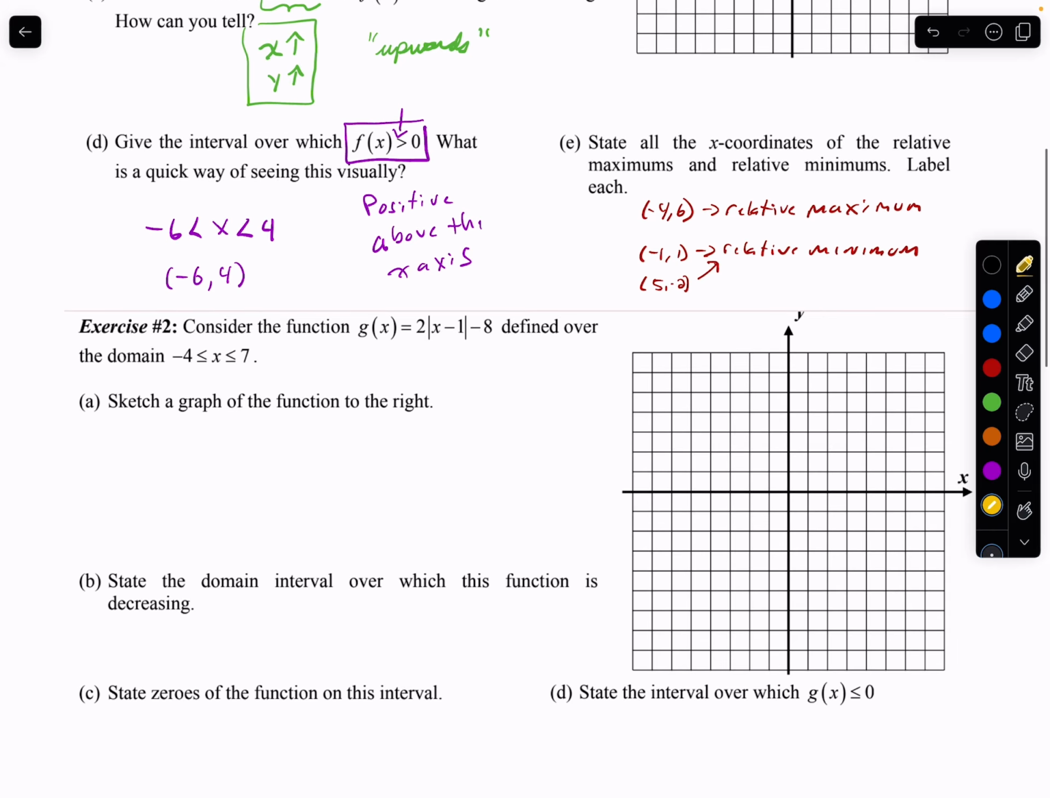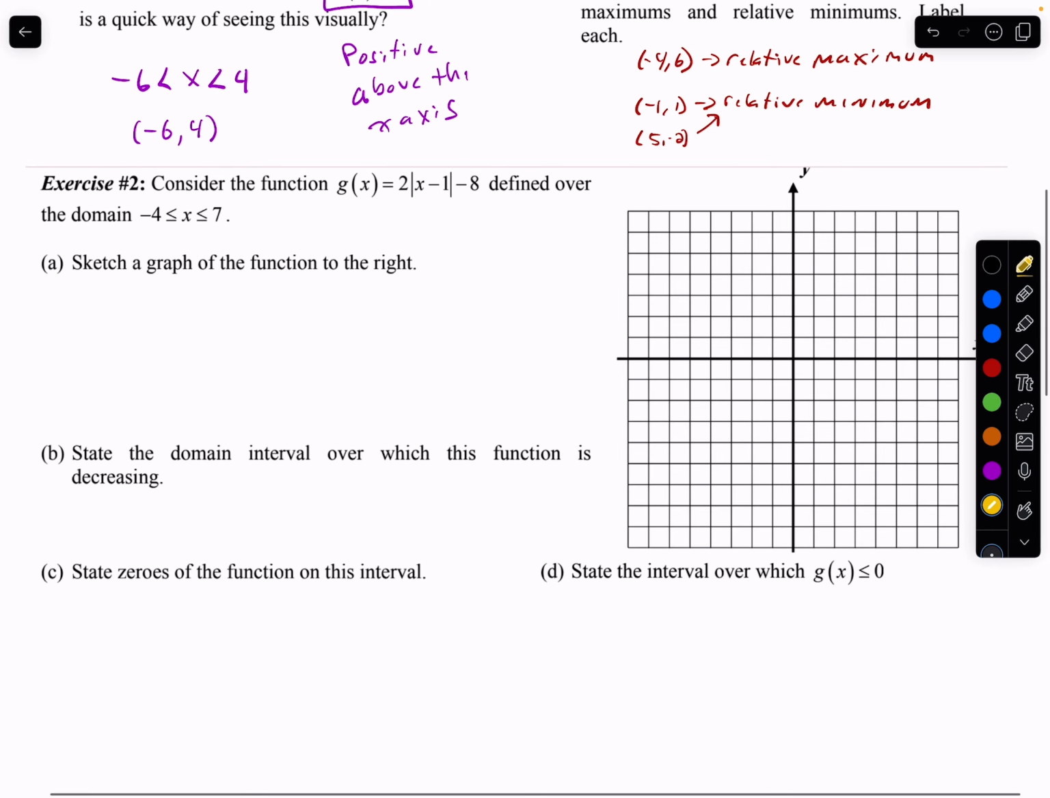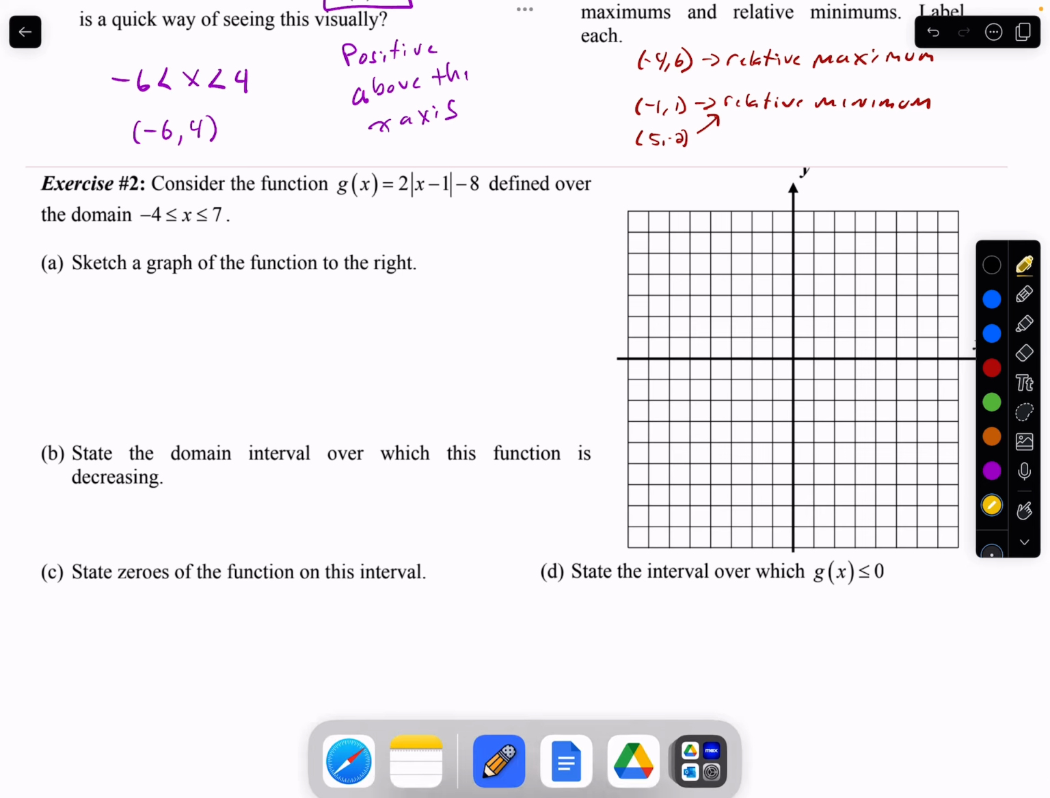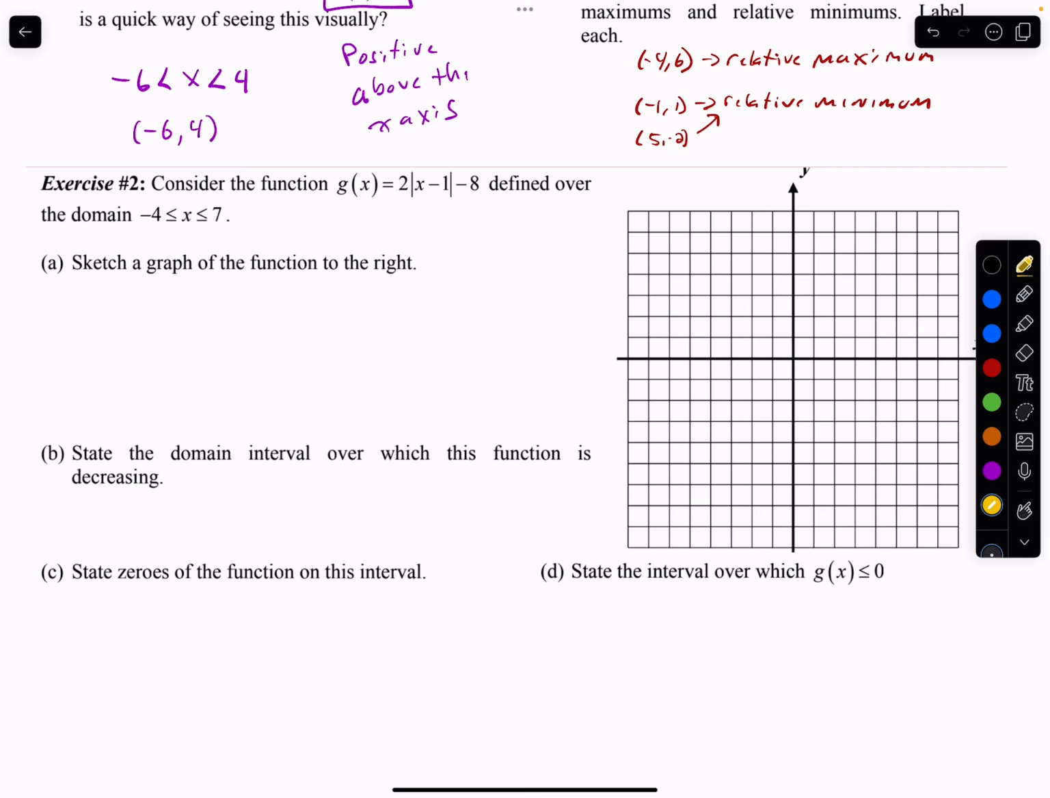All right, next one. Let's take a look at this. What happens if we have to graph this function: 2 absolute value of x minus 1, over 8, over the domain negative 4 to 7? Sketch a graph of the function on the right. So what I'm going to do here is set up a graph.